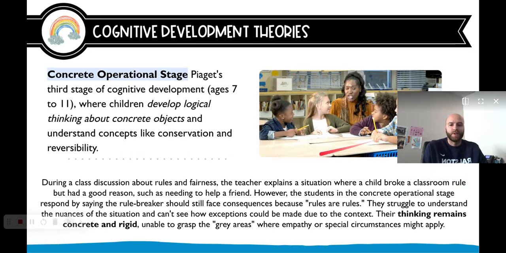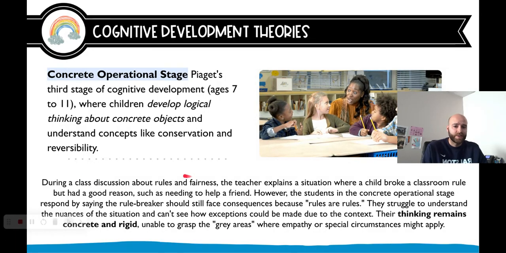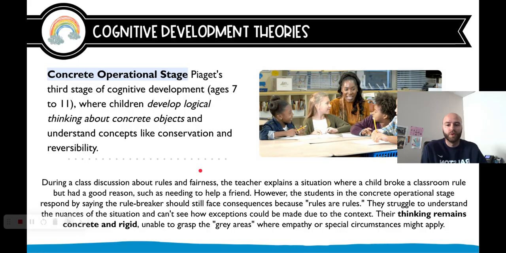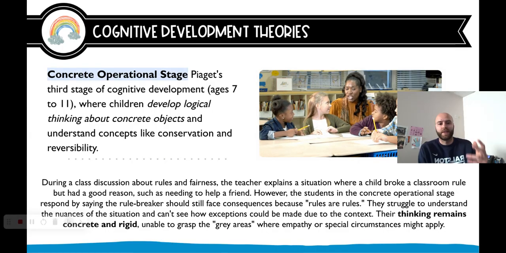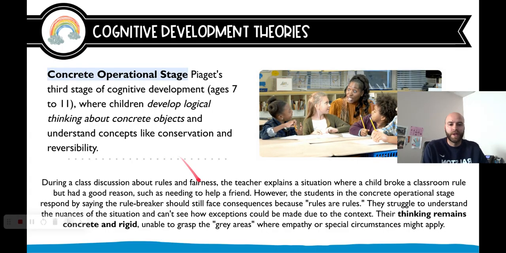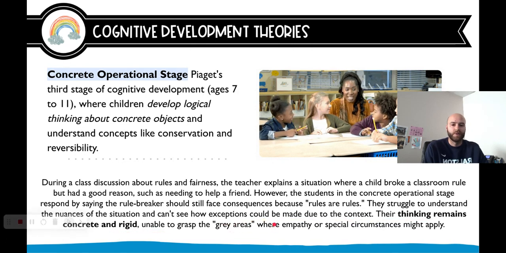So you might imagine in this stage, during a class discussion about rules and fairness, a teacher explains a situation where a child broke a classroom rule, but had a good reason, such as needing to help a friend. However, students in the concrete operational stage respond by saying the rule breaker should still face consequences because rules are rules. They can only think concretely. They cannot think abstractly about things like justice and ethics and what's right and wrong. They only know rules are rules, right? Their thinking remains concrete and rigid.